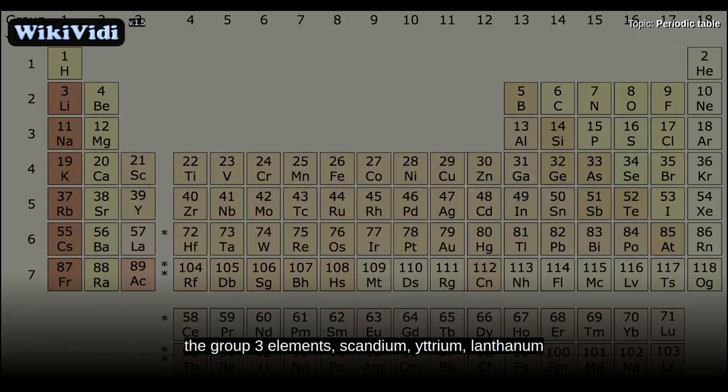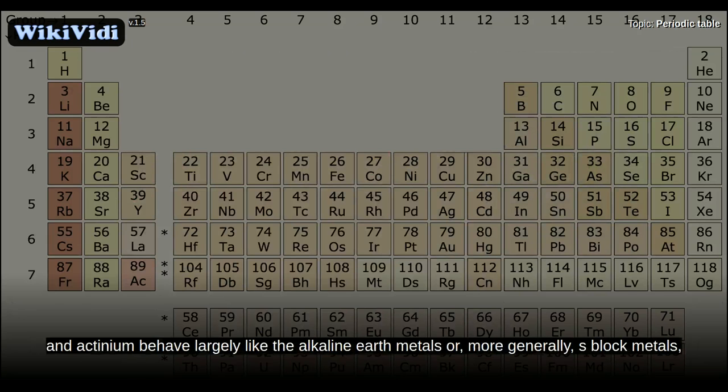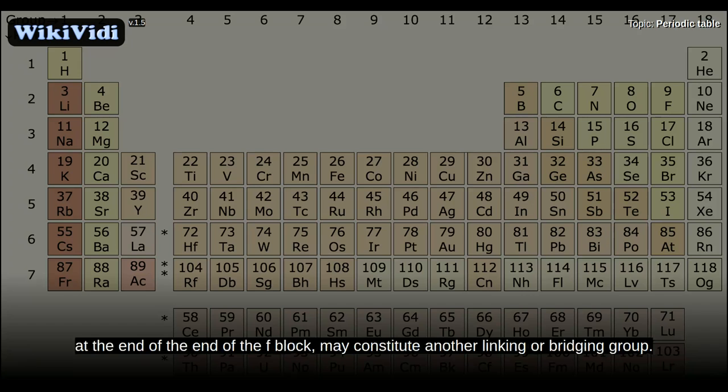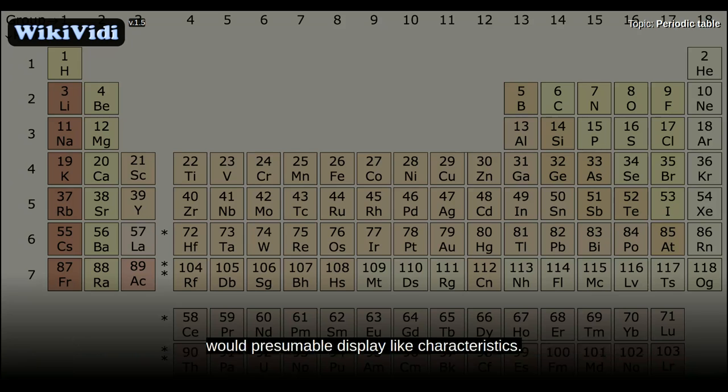Chemically, the group 3 elements, scandium, yttrium, lanthanum, and actinium behave largely like the alkaline earth metals or, more generally, S-block metals, but have some of the physical properties of D-block transition metals. Lutetium and lawrencium, at the end of the F block, may constitute another linking or bridging group. Lutetium behaves chemically as a lanthanide, but shows a mix of lanthanide and transition metal physical properties. Lawrencium, as an analog of lutetium, would presumably display like characteristics.